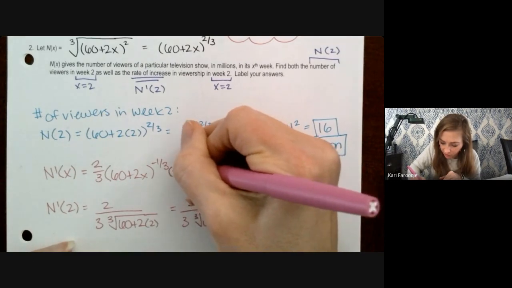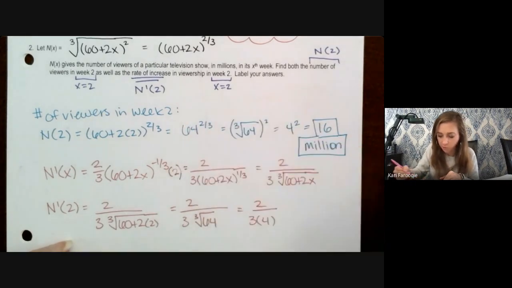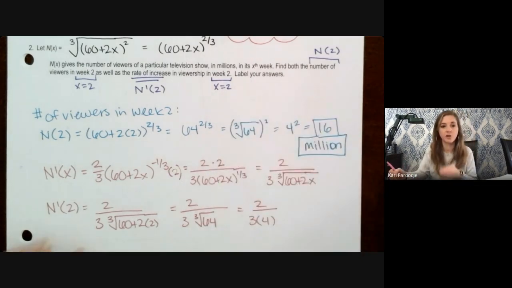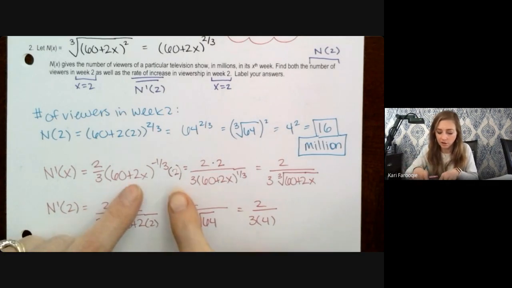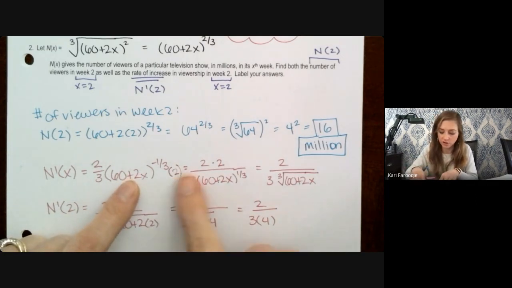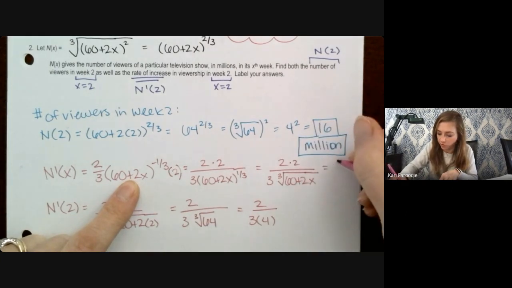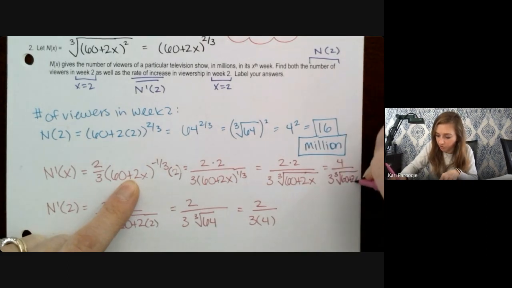Sometimes I get so carried away with explaining one concept that I forget to say something about the next concept. Hold on. All right. The 2 is the derivative of the inside function. So we're multiplying by 2 and we're multiplying by 2. So officially we have 4 over 3 times the cube root of 60 plus 2x.